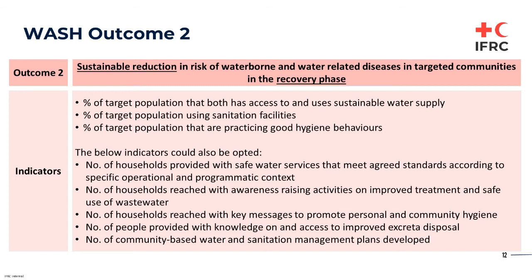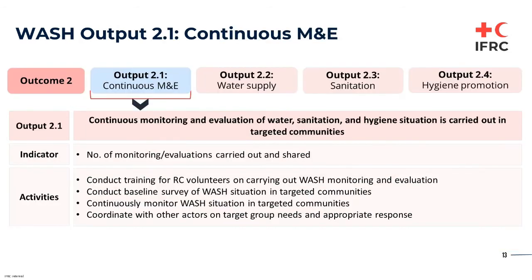Let's move on to outcome 2. Just as a reminder again, this outcome should be selected when you're planning longer-term emergency WASH activities. Similar to outcome 1, there is a list of outcome level indicators that can be chosen from, each focusing on different subtopics or areas, such as safe water services, treatment and safe use of wastewater, hygiene promotion, and so forth. Select what is most appropriate and relevant to the context. Output 2.1 is about monitoring and evaluation. There is an indicator that you can opt to select and 4 activities to choose from.